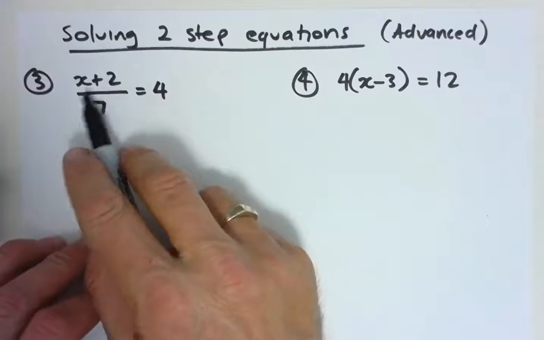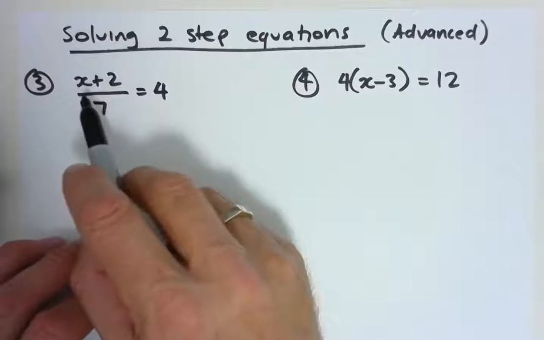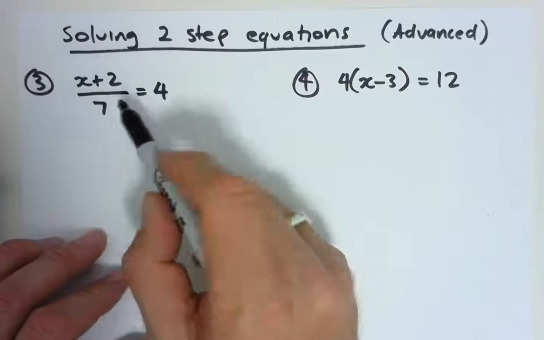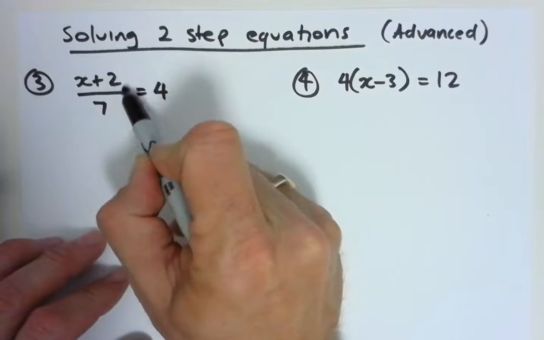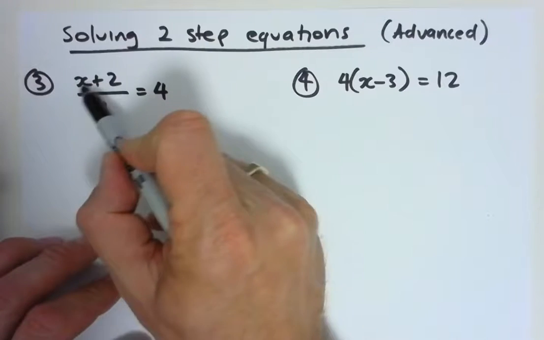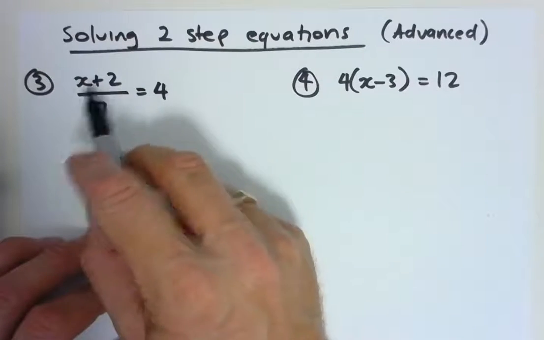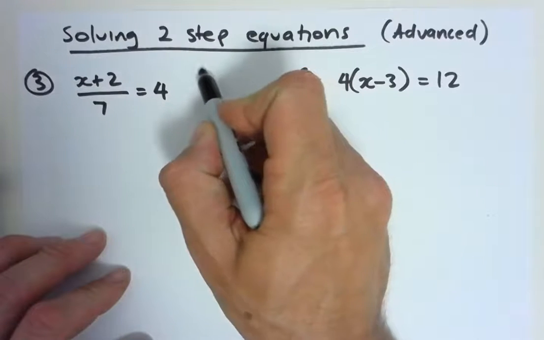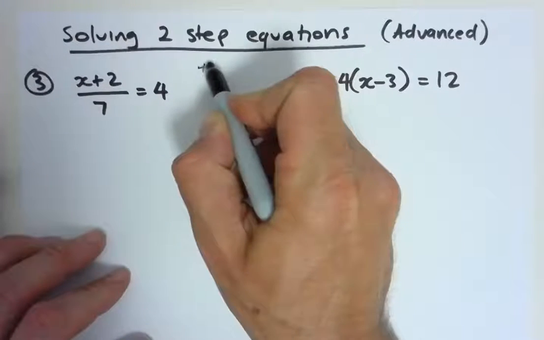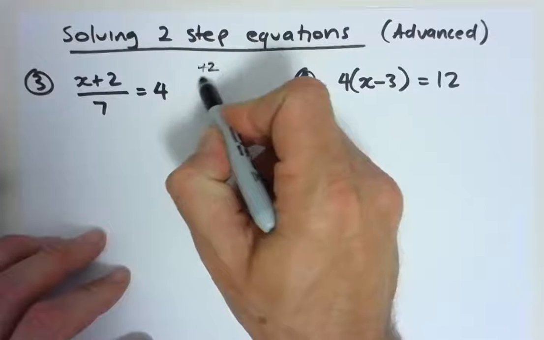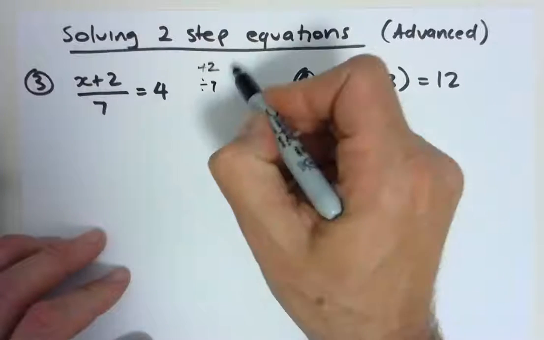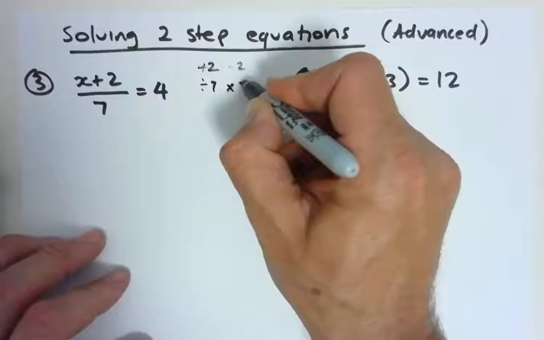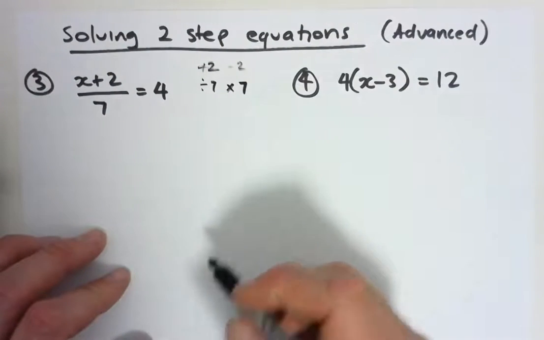We're once again reading the equation out loud. We've got x plus 2 divided by 7 equals 4. So we really need to treat that x plus 2 as a group, so that needs to be done last. If we look at what we've actually done to the unknown, first of all we've added 2 and then we've divided by 7. So to undo those we need to subtract 2 there and times by 7 there.